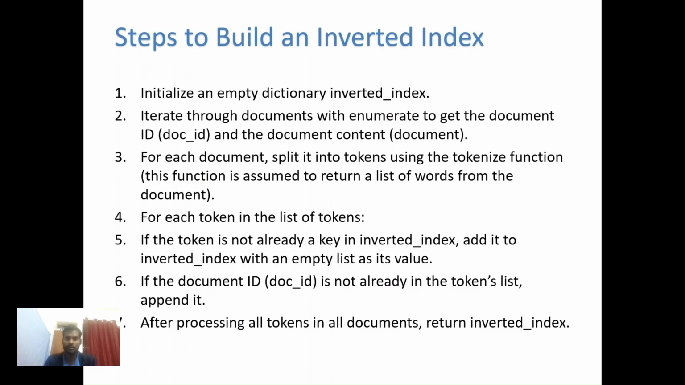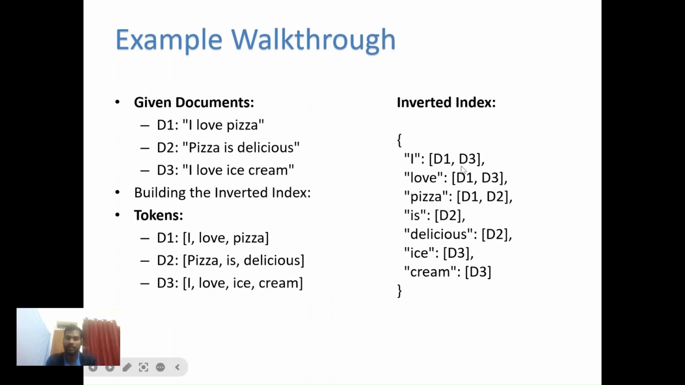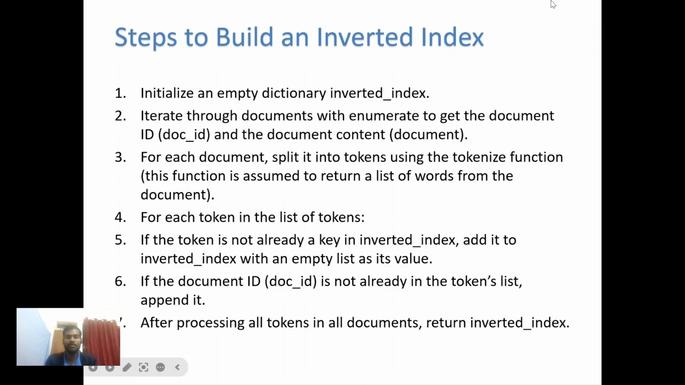Here are the steps to build the inverted index. So we initialize an empty dictionary. So we saw here that this inverted index is like a dictionary where the token is the key, and the corresponding document list is the value for that key. So we initialize an empty dictionary and iterate through all the documents. For all the documents we do tokenization, and for each token we make that the key, and the corresponding document ID is the value in the list corresponding to that. So that's how we build the inverted index.